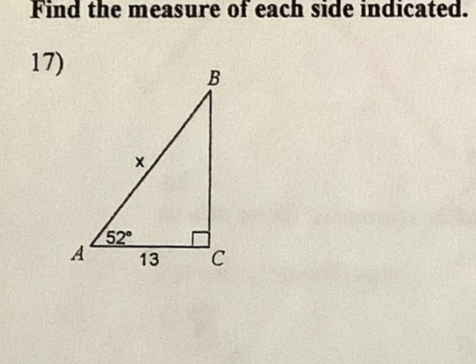Alright, so on 17, it's only asking you to find the measurement of this side here. And since we know this angle measure, we're going to make that our reference angle. So if that's our reference angle, this side over here is opposite, down here is adjacent, and this one is hypotenuse.